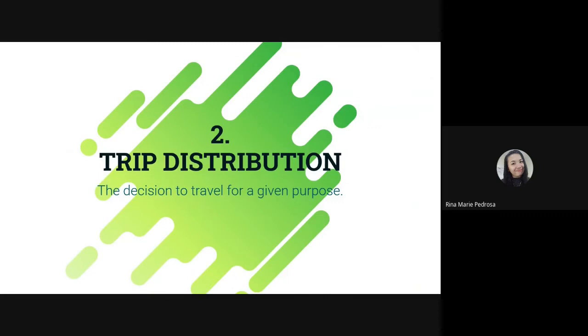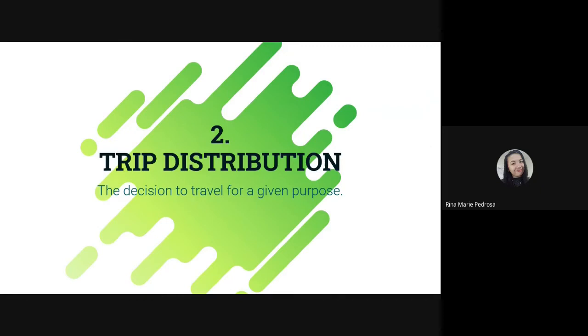Okay, so now we are in our trip distribution. So here, the decision to travel for a given purpose is called trip distribution. So this generated trips from each zone is then distributed to all other zones based on the choice of destination. This is called trip distribution, which forms the second stage of travel demand modeling.